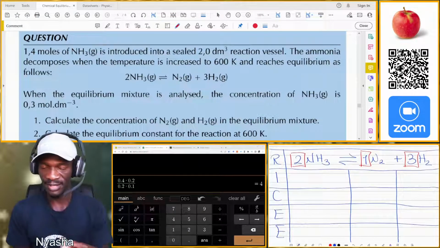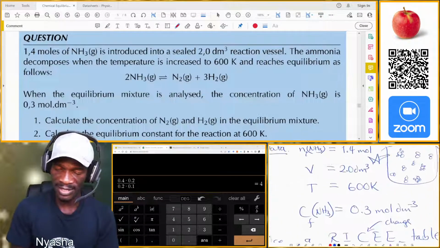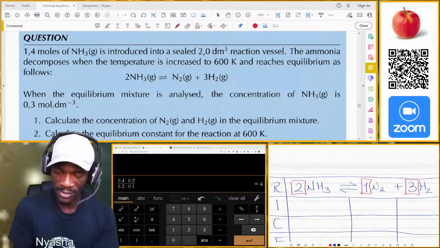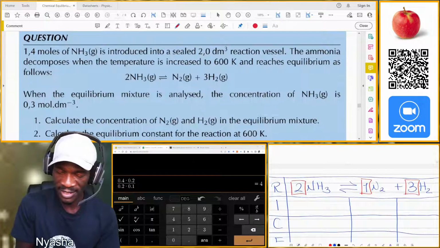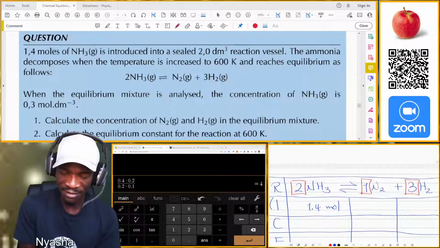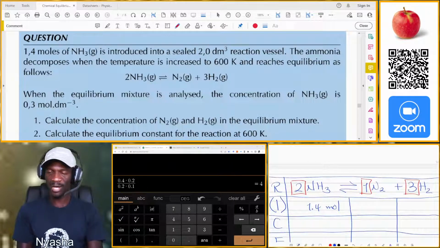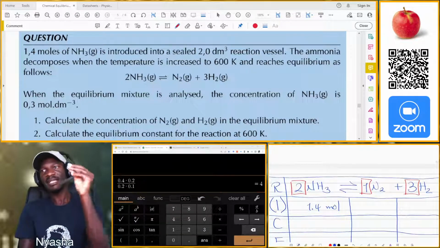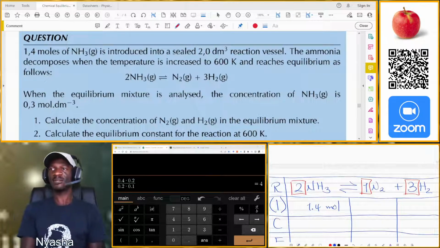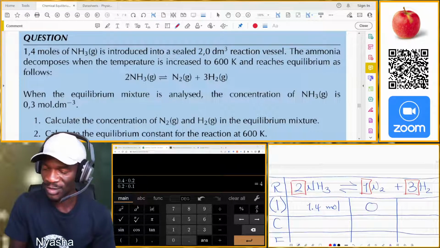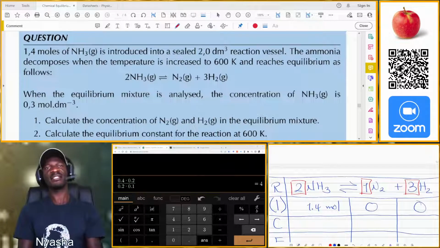Now what are we given? Initial. When we listed our data, we already listed the initial number of moles of NH3, which is 1.4 moles. So this is the number of moles at the start, 1.4 moles. They say 1.4 moles of that gas are introduced into a sealed container. If you are introducing it, then there are no moles of the products. You are still putting these.